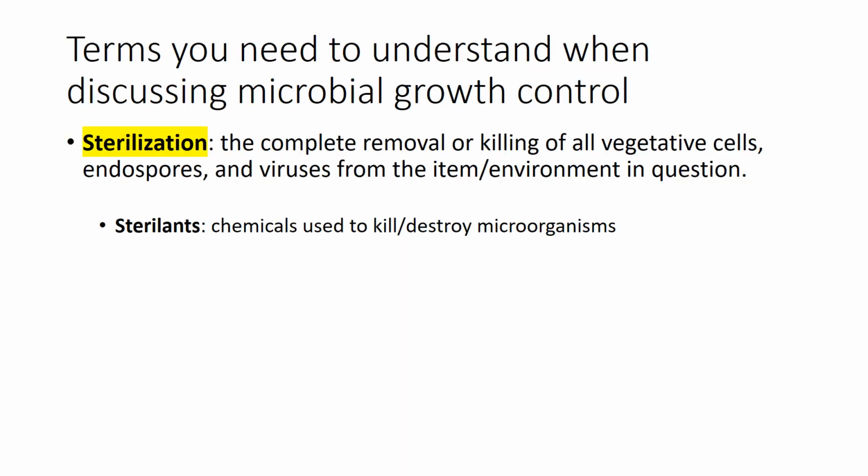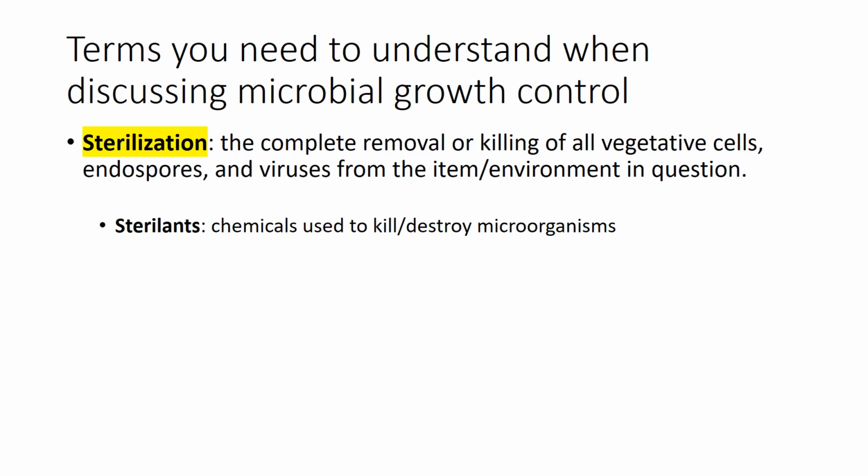Okay, so there's two terms you're going to need to know. First one will be sterilization. What does it mean to be sterile? So sterilization is the complete removal. I'm stressing the word complete. The complete removal or the killing of all vegetative cells. So they might still be present and might not be removed, but they're completely killed. The vegetative cells include protozoa, algae, and bacterial cells.